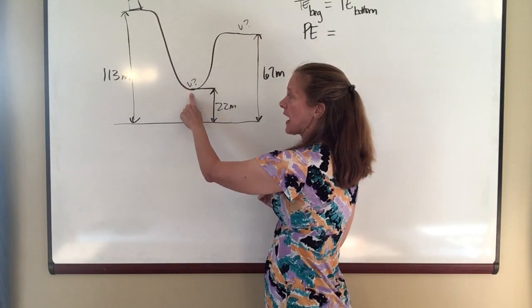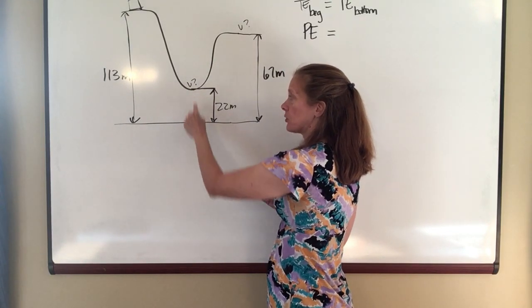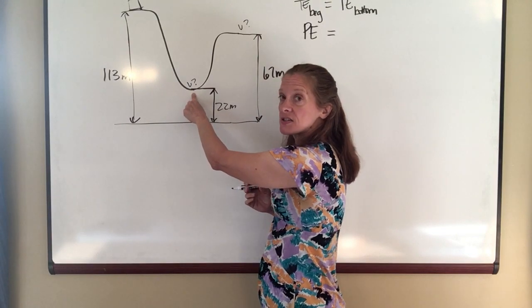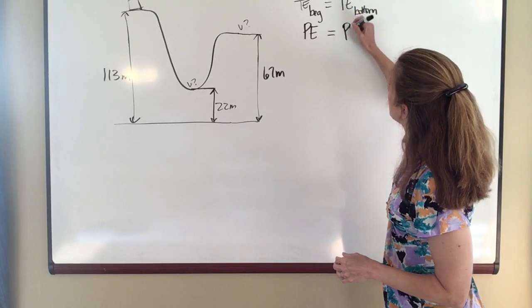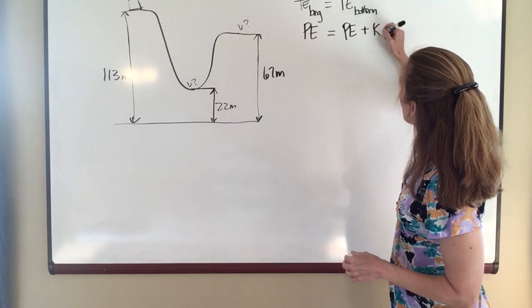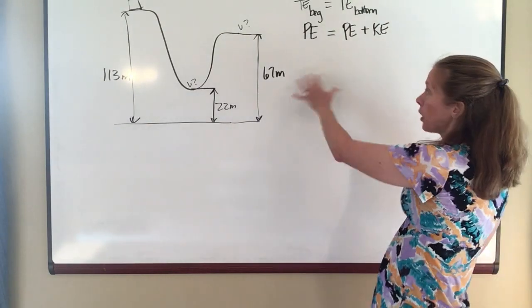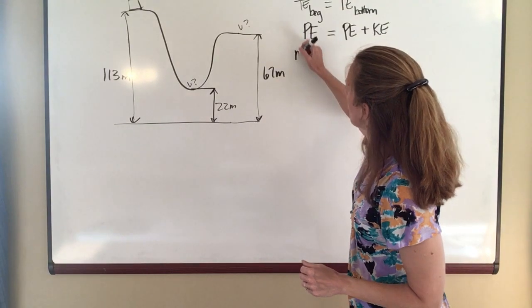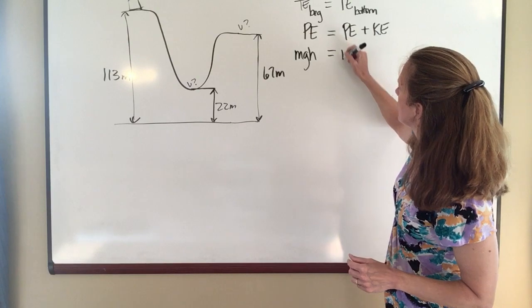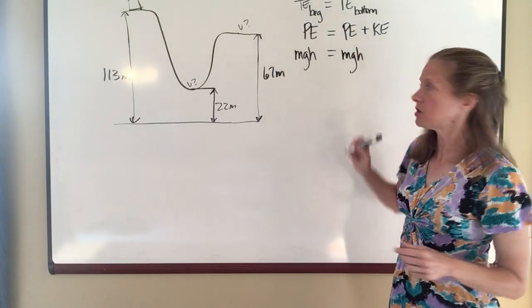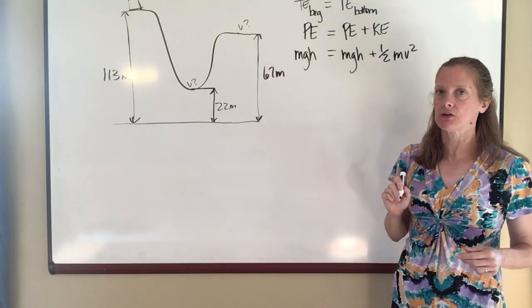So it's going to have kinetic energy here, but it's also still 22 meters above the ground. So it does still also have some potential energy. So on this side, we've got both potential energy and we have kinetic energy at the bottom of that hill. So now I can plug in what I know. So I'm going to have mgh for the potential energy here. I'm going to have mgh for the potential energy here. And this is going to be 1/2 mv squared for the kinetic energy.